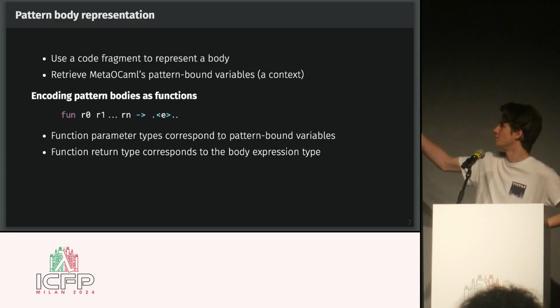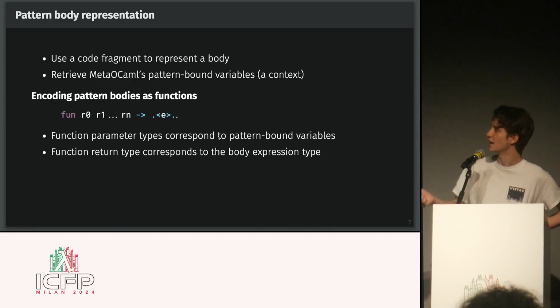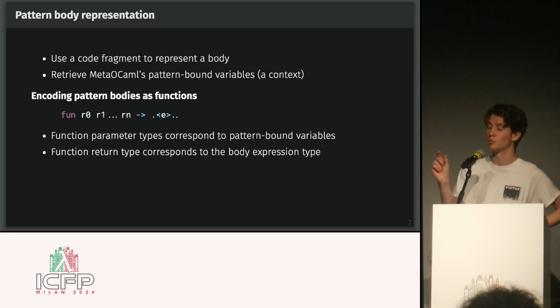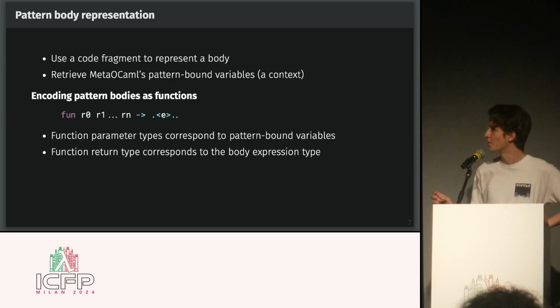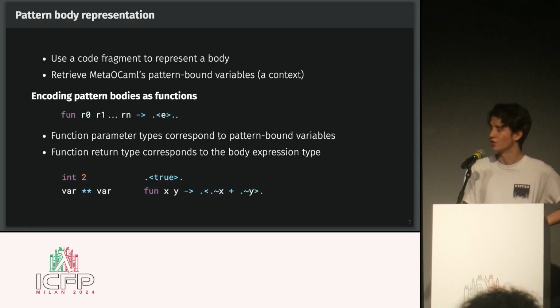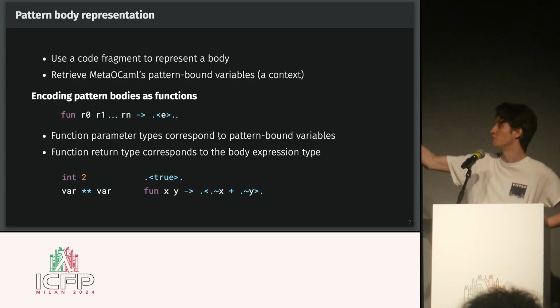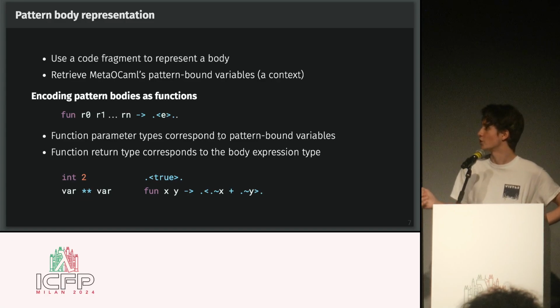So this function takes the form as shown, and we effectively use the parameters of the function to represent code fragments, which are the variables bound within a pattern. And then the return type is the body of the expression which represents the body. A couple of examples of this: if we have an integer constant 2 pattern here, we bind no variables, and so the function has no arguments, and we can return a code fragment of just a Boolean, for example.